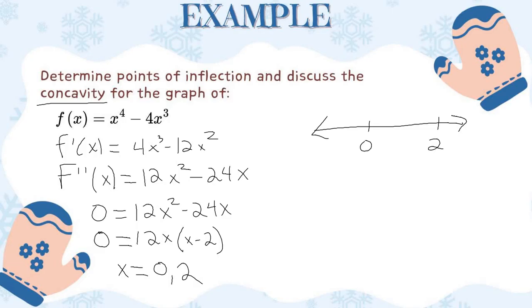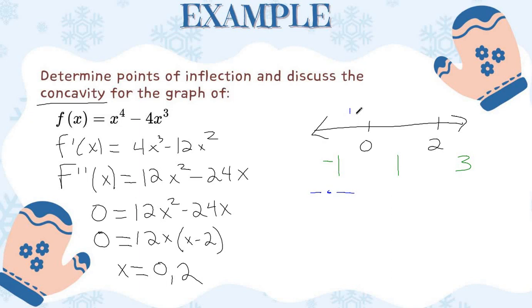So what is something that is before 0? Negative 1. In between 0 and 2, 1. After 2, 3. Sounds good. So if I plug into my factored form, 12 times a negative 1 is going to be what? Negative 12. Yeah, it's going to be negative. And then negative 1 minus 2 is going to be negative 3, also negative. So a negative times a negative gives us a positive.